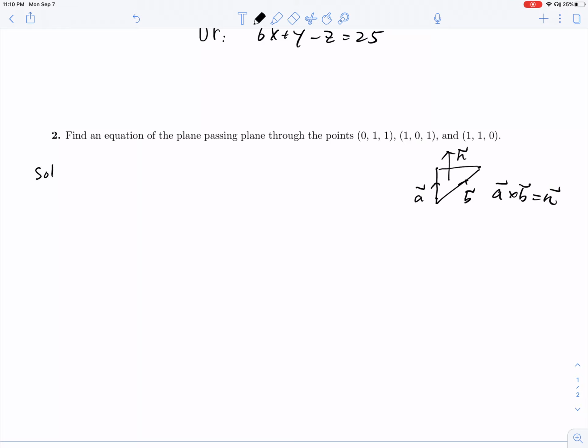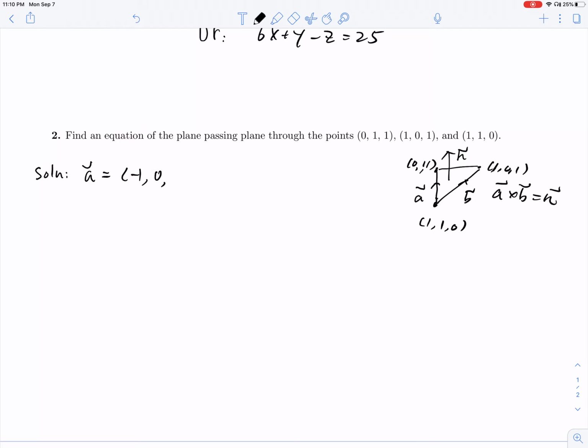So let me call this point (0, 1, 1), this one (1, 0, 1), and this one (1, 1, 0). We're going to look at vectors between them, because it doesn't really matter which direction you go. For vector A: 0 - 1 is -1, 1 - 1 is 0, and 1 - 0 is 1. And for vector B: 1 - 1 is 0, 0 - 1 is -1, and the last one is 1.